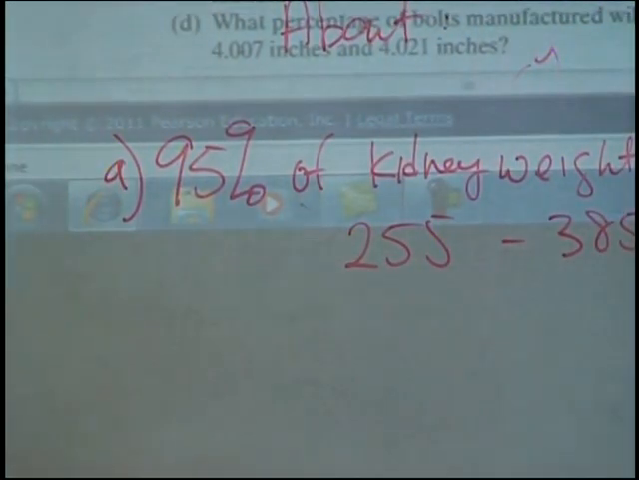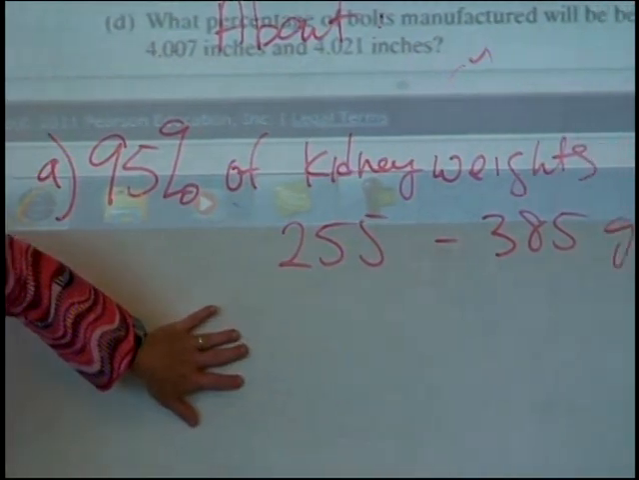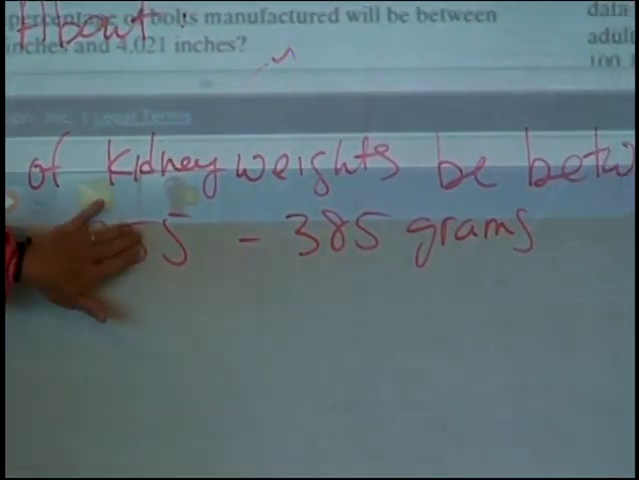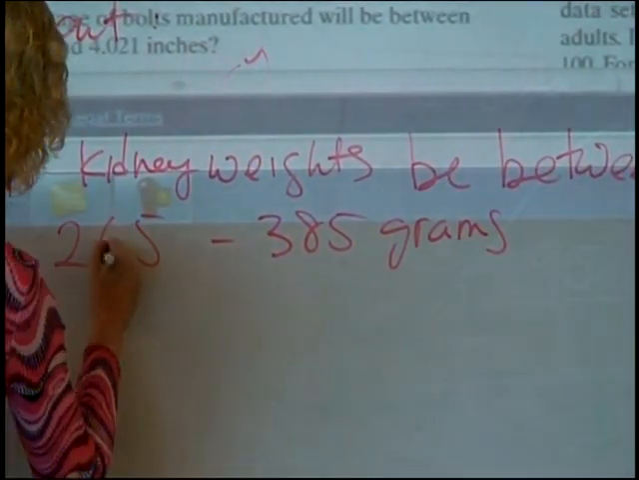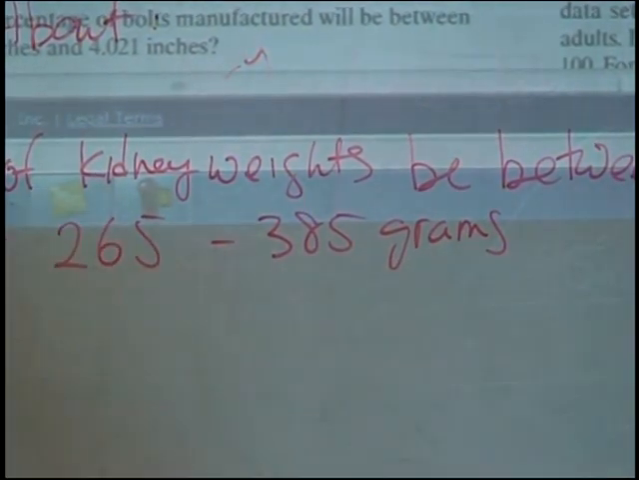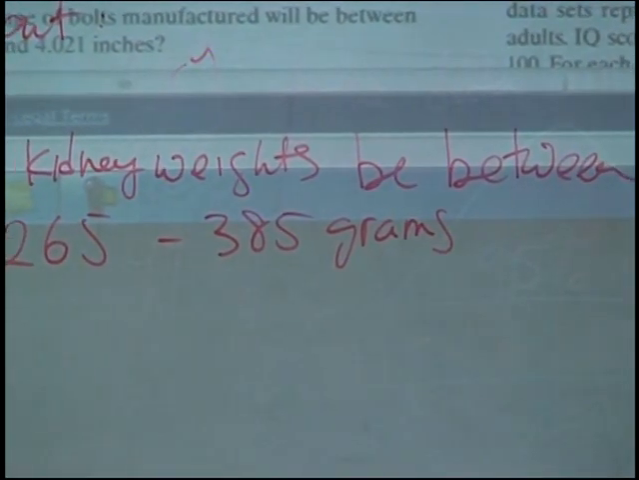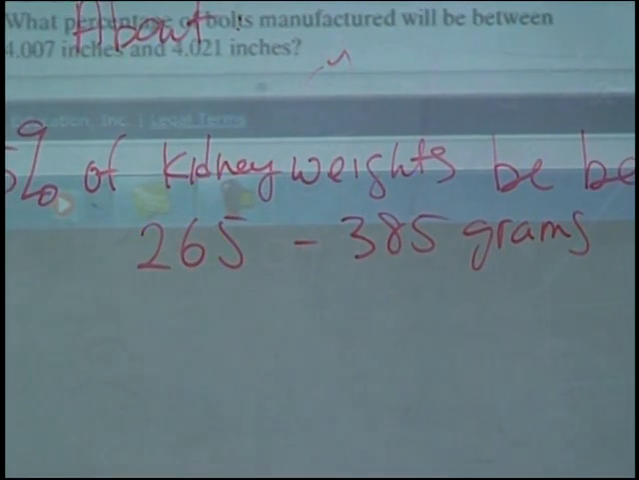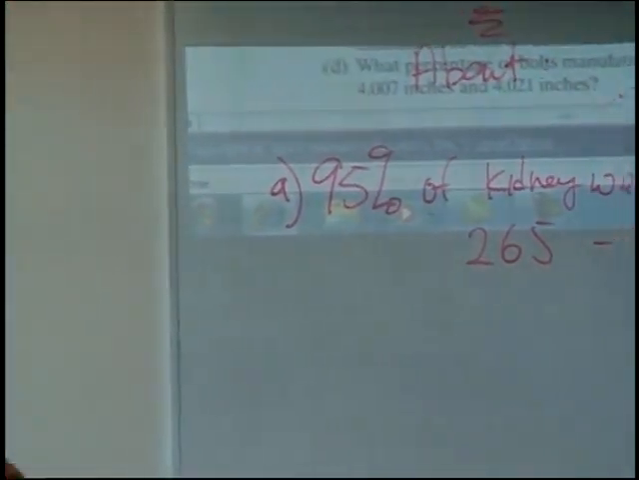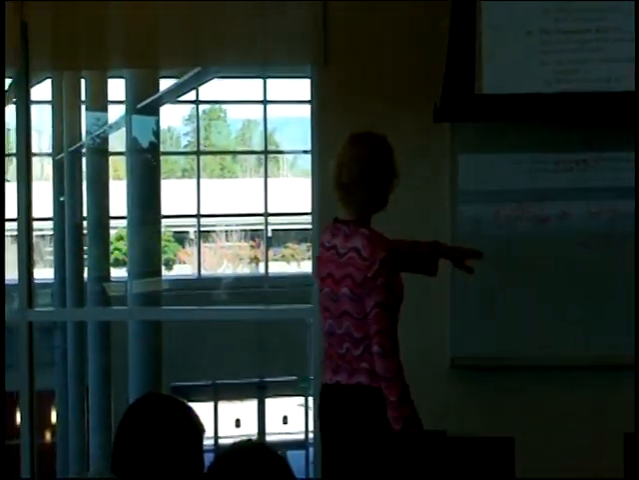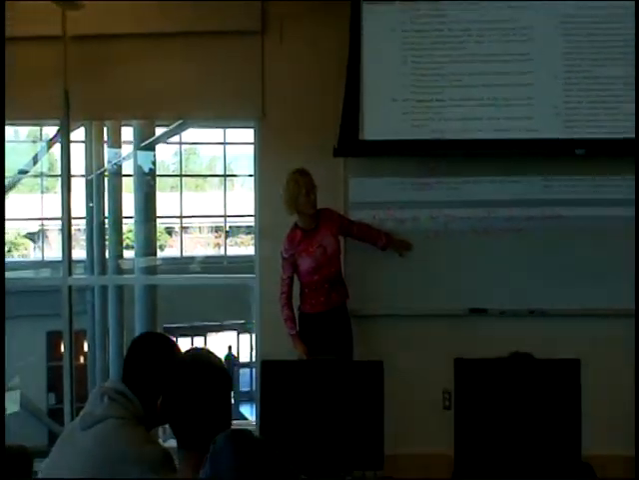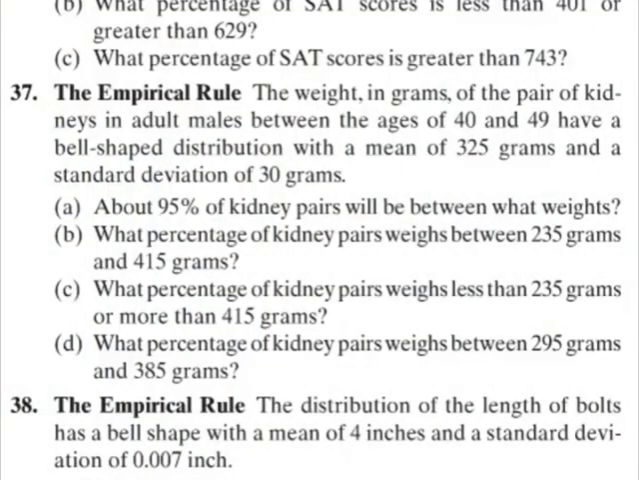So 95% of these kidney weights will be between, what's the lower? 265 and 385, correct? Grams. Do you guys agree? Is that what everyone else got? Okay, so how do we get 265? You're going to take the mean and subtract 2 standard deviations.